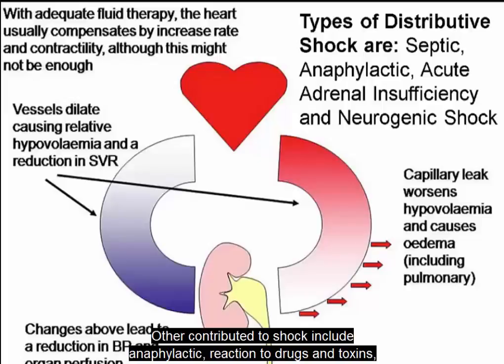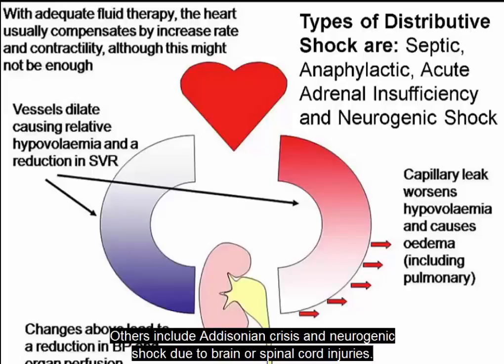Other causes of distributive shock include anaphylaxis, reaction to drugs or toxins, including insect bites, transfusion reaction, and heavy metal poisoning. Others include Addisonian crisis and neurogenic shock due to brain or spinal cord injury.